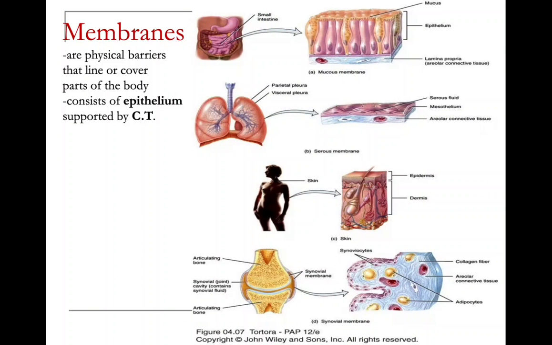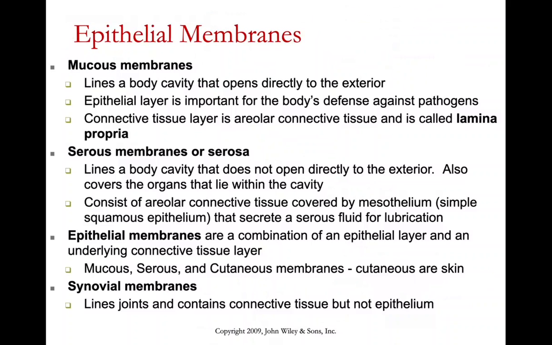So the membranes, they're physical barriers that are going to line or cover parts of the body. It's going to be made up of epithelium supported by connective tissue. Mucous membrane is going to line a body cavity that opens directly to the outside. So the epithelial layer is going to be important for the body's defenses against pathogens.